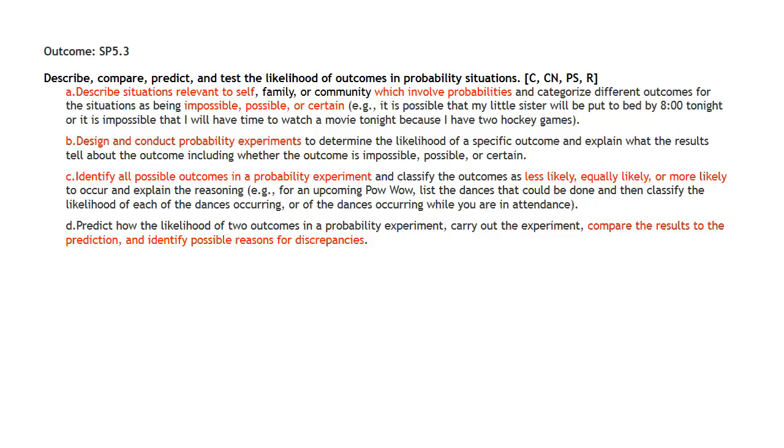And then you have to categorize different outcomes for the situation as being completely impossible, never going to happen, possible, which means, yeah, it might happen, or it's certain, 100% chance that it's going to happen. So, for example, is it possible that my little sister will be put to bed by 8 o'clock tonight? Well, yes, it's possible, but you never know. There might be something happen that she gets to bed later or earlier.